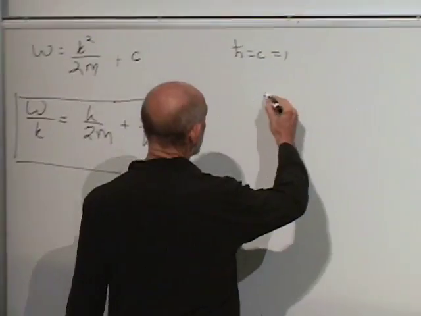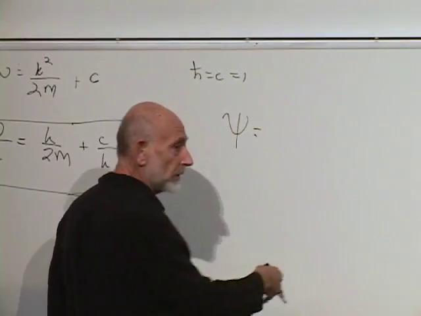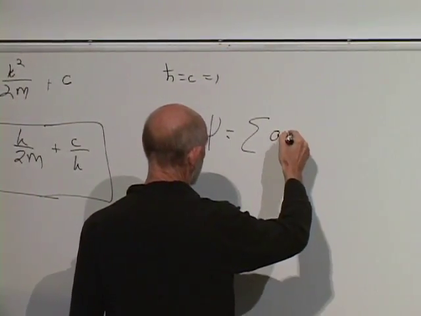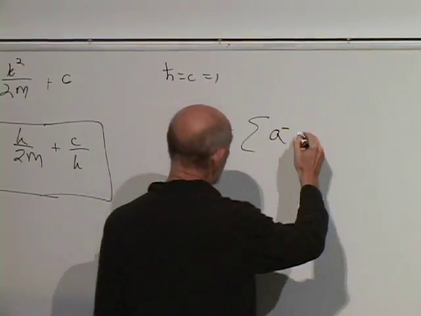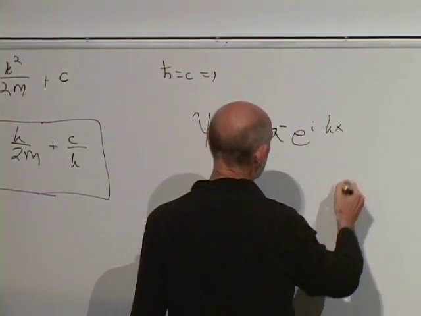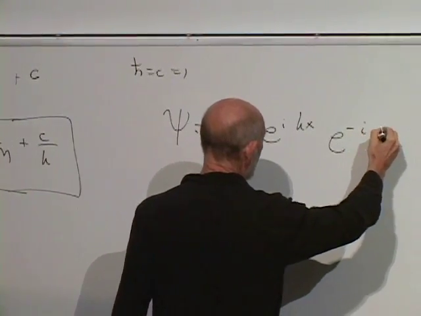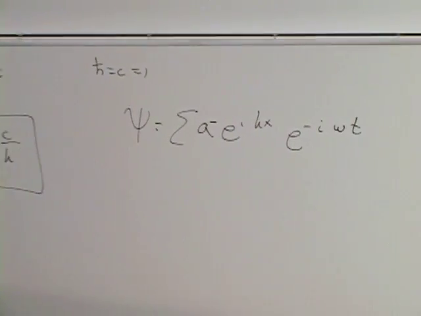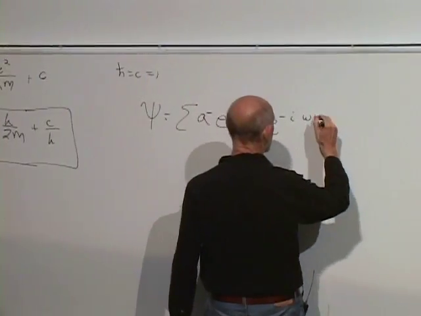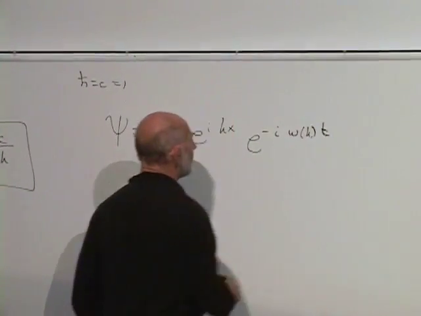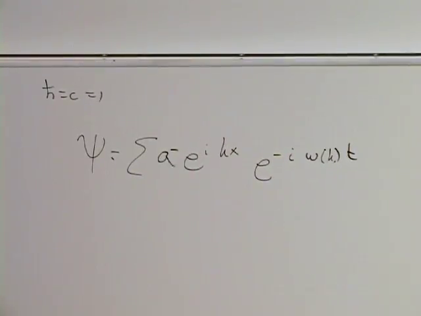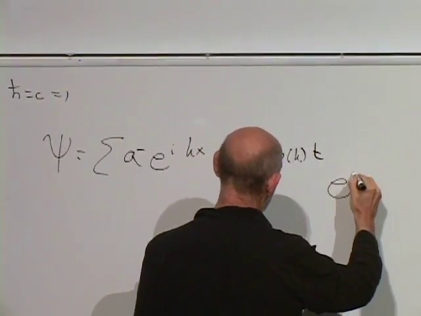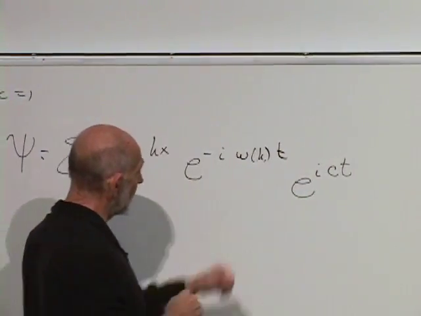All right, can we see what's going on in terms of the Schrodinger wave? Well, a Schrodinger field, psi, is some kind of sum or integral of creation operators, or rather annihilation operators in this case, e to the i kx, e to the minus i omega t, where omega is related to k. So let's write omega of k. Now, supposing I add to omega just this constant c, what does it do? It multiplies each one of these waves by e to the minus ict.